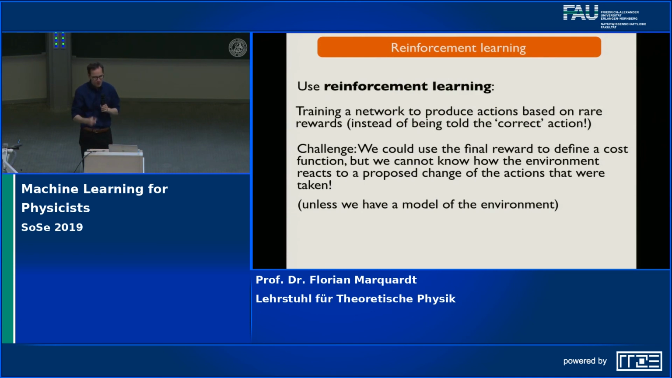So that is the domain of reinforcement learning. You want to train a network to tell us which actions to take, but not based on training it on the correct actions. It is not being told what the correct actions are. It's only based on these very rare rewards. And so there's a challenge in this, an intrinsic challenge if you think about it.